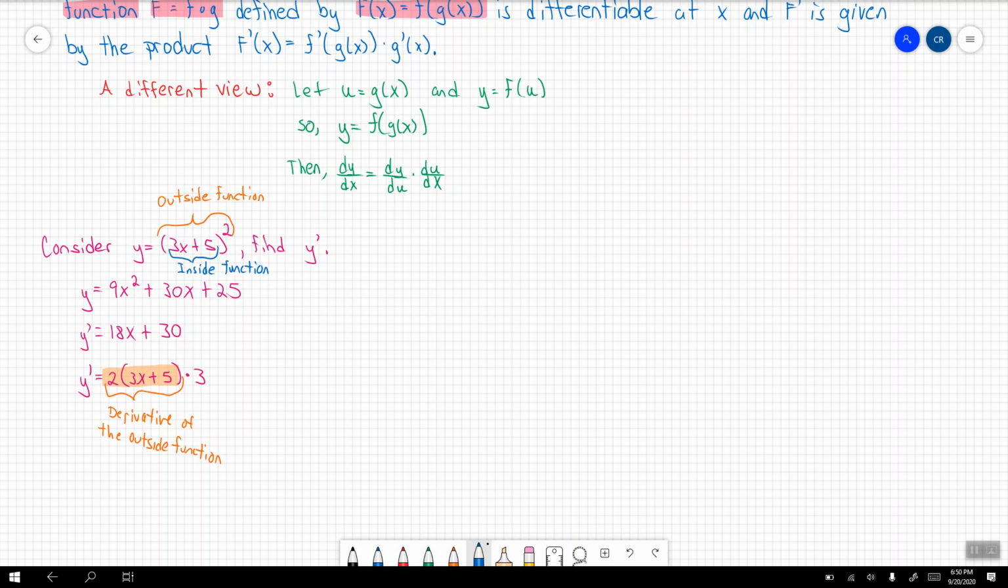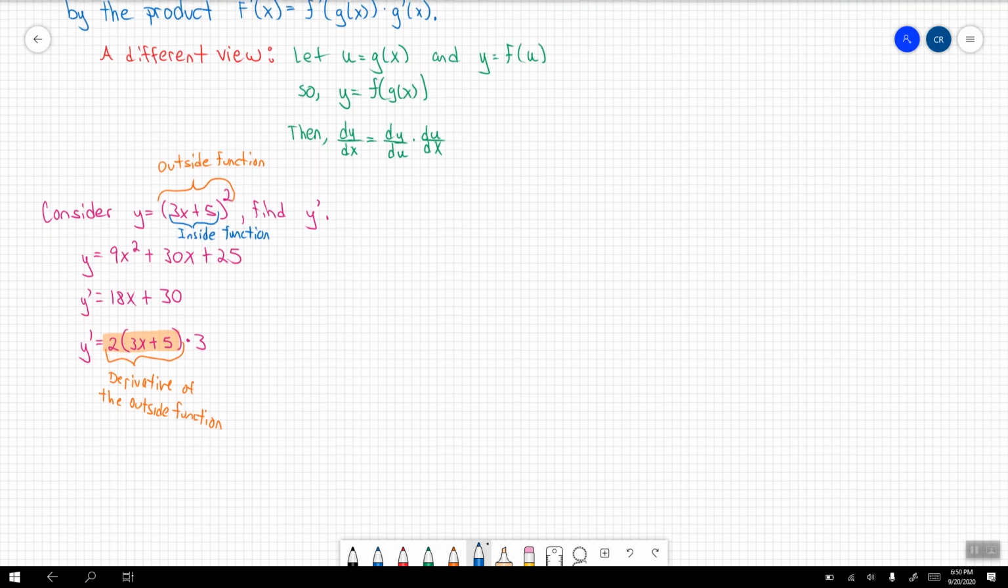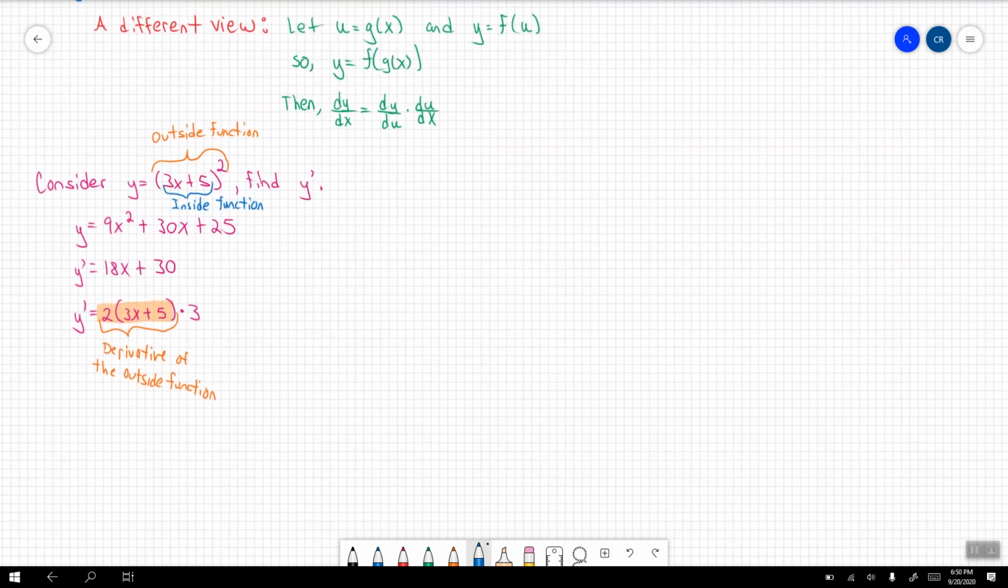Which means when we take the derivatives, we still need to account for the derivative of that inside function. And that's du dx at the top of your screen here. Let me move this up just a little bit. There we go. So the derivative of the inside function, that's this number 3. And that's the derivative of the inside function.